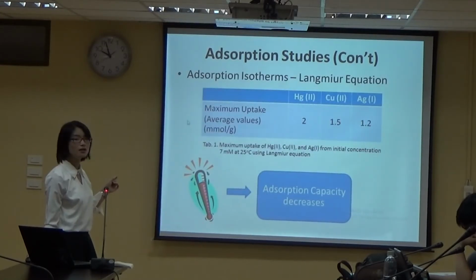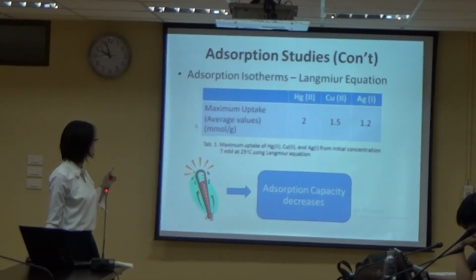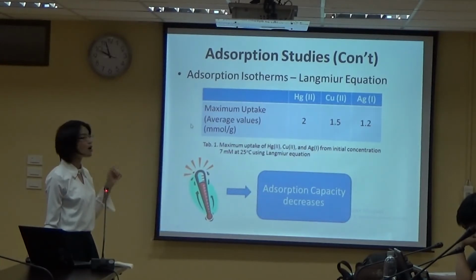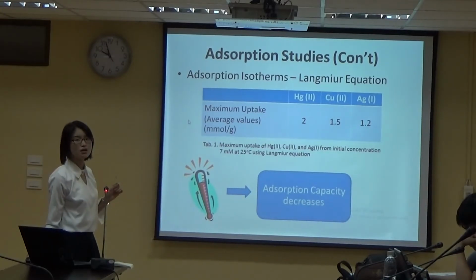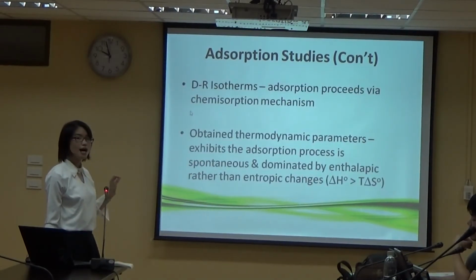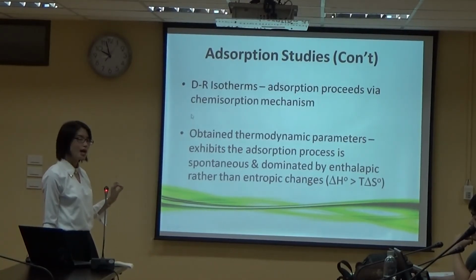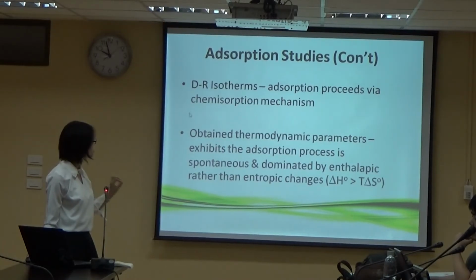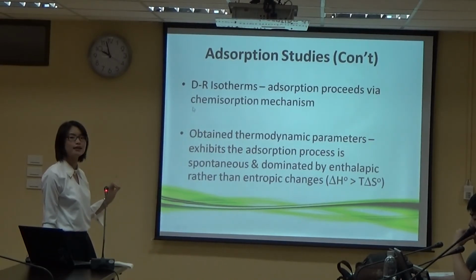And moreover, the data fit with the Langmuir equation, and the maximum uptake of these three metal ions is recorded in this table. We can conclude that as the temperature increases, the adsorption capacity decreases. The isotherms are also used to evaluate the chemical and physical properties, and it can be concluded that this adsorption process follows a chemical adsorption mechanism. And for the thermodynamic parameters, it shows that this adsorption process is spontaneous.